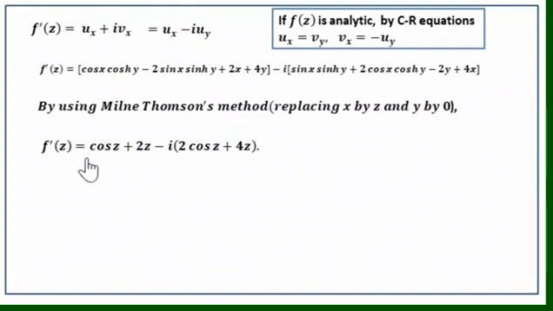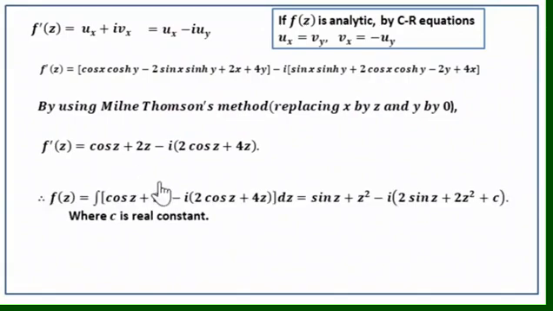f of z is the integral of cos z, which is sin z, the integral of 2z is 2 into z square by 2, that is z square, and for the third term, minus i times 2 into the integral of cos z, which is sin z, plus 4 into z square by 2, that is 2z square, plus a constant. Given the real part does not contain any constant, the constant of integration is ci or minus ci, where c is a real number.